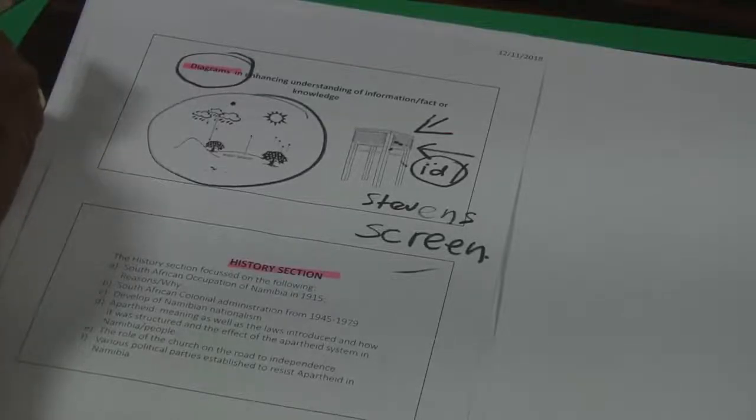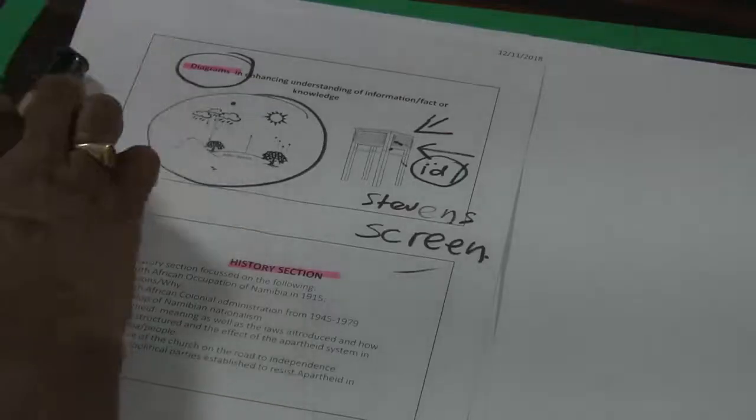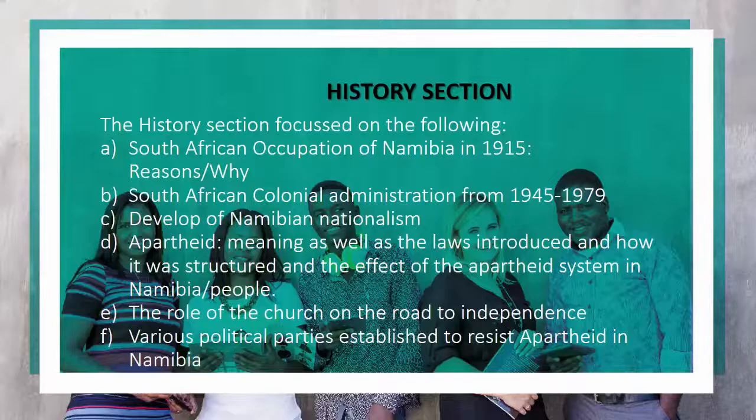Especially for the DPP students, the issue of apartheid is discussed thoroughly around what it meant and how it affected the Namibian people. There's also content related to the role of the church on the road to independence, and the various political parties established to resist apartheid in the country. You have to know who those political parties are and their role in resisting apartheid in Namibia.